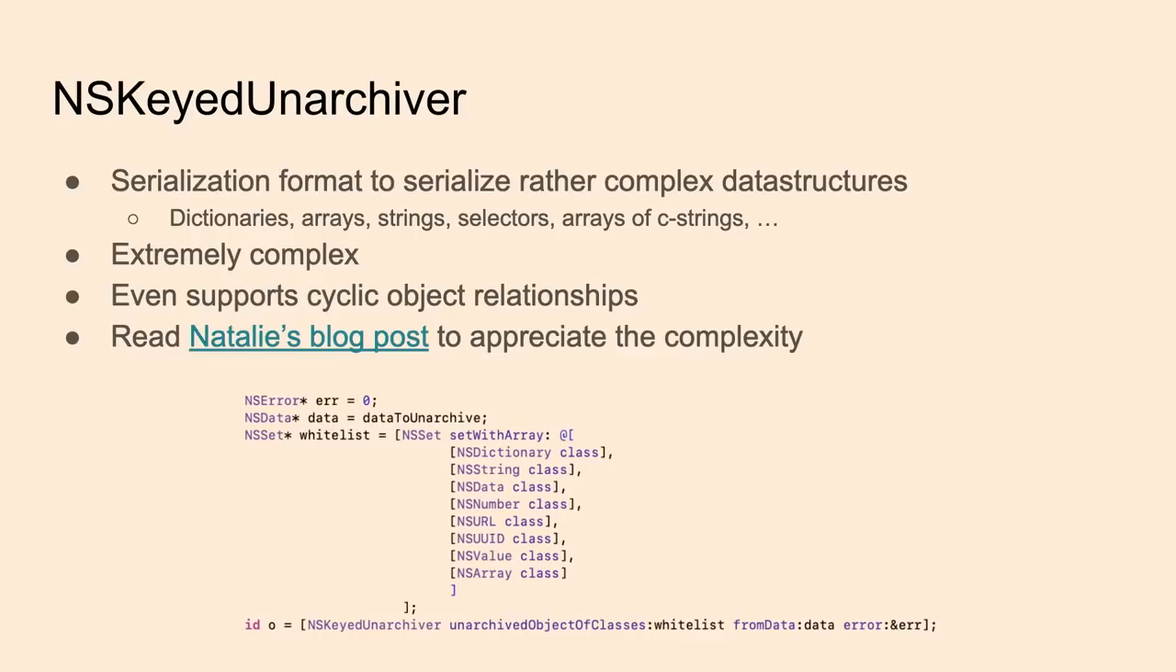Interestingly, if you dig deeper into this, this is not quite true because it also allows all the subclasses to be decoded. So if you have an NS-something dictionary that inherits from NSDictionary, that can also be decoded here, which is quite unintuitive, I think. And this really blows up the attack surface because now you have not only these 7 or so classes, but you have 50.